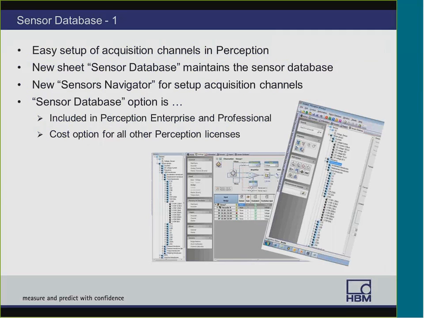One is that there's a sensor database sheet, meaning a tab shows up at the top edge of the Perception screen that says sensor database. There's also a sensor database navigator, and the navigators are those tabs that show up on the left side of the Perception screen. When you mouse over them, they slide out. So there's a new one called sensors for the navigators as well. This option is included in Perception Enterprise and Professional licenses, and it's a cost option for all other Perception licenses.